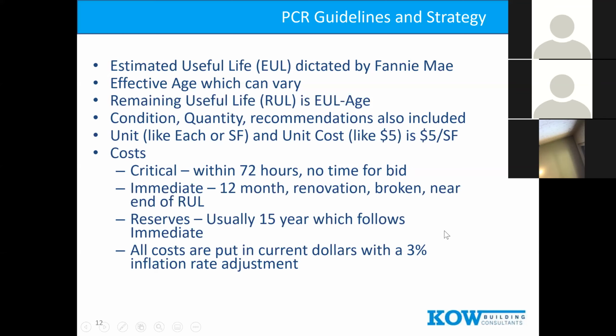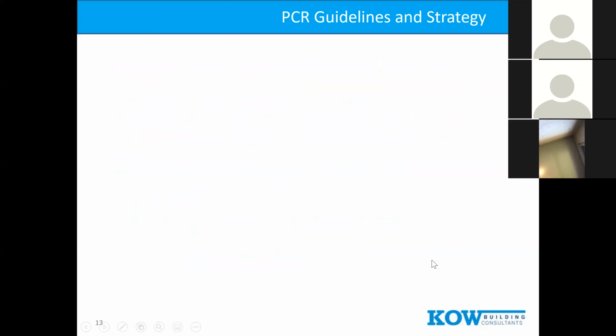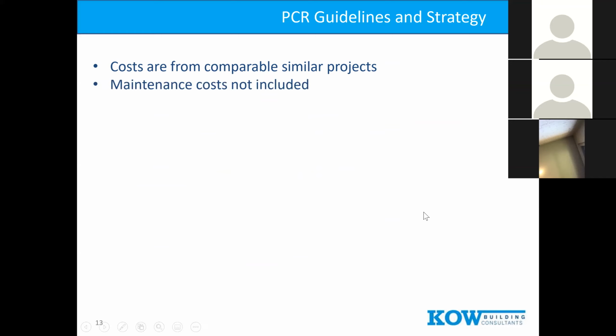And all costs are put in current dollars, and then the Excel does the work for us to compute the 3% inflation. So we're asked all the time, how do we come up with the costs? Comparables. We have a lot of costs from renovations of ongoing projects. We use those costs to see what people are paying for X, Y, or Z. We do not include traditional or typical maintenance costs. That's not really the function of a PCR.